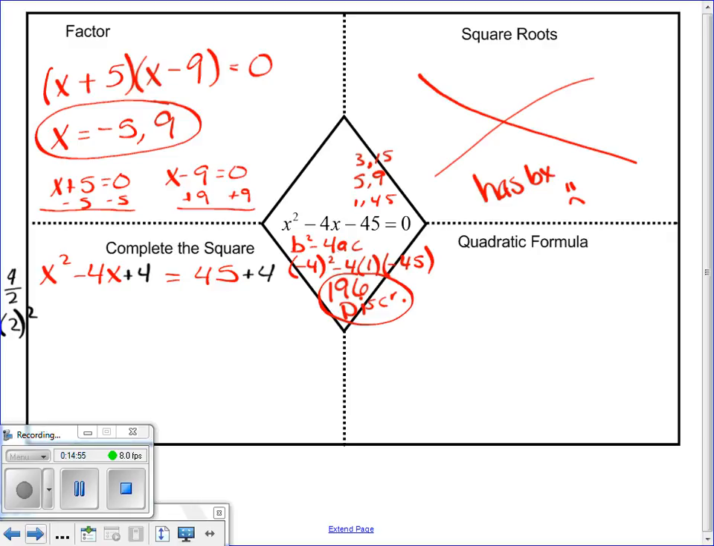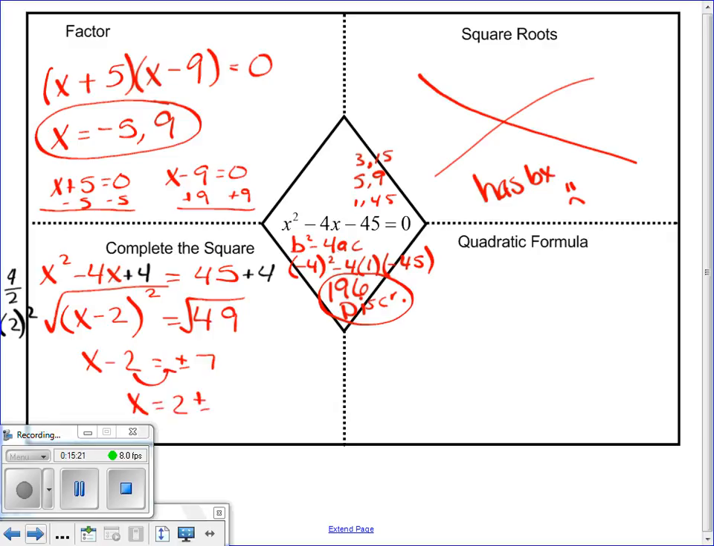B over 2 squared. How does this factor? X minus what? 2, good. Equals 49. Then what? Square root. Very good. Plus or minus 7. So x equals, I have to add the 2. Plus or minus 7. 2 plus 7. 2 minus 7.